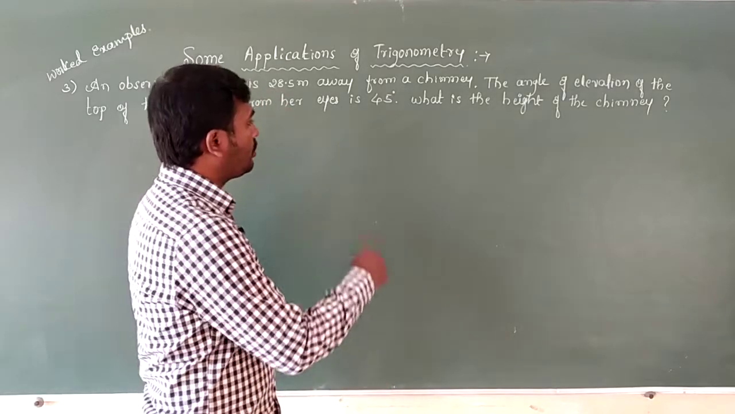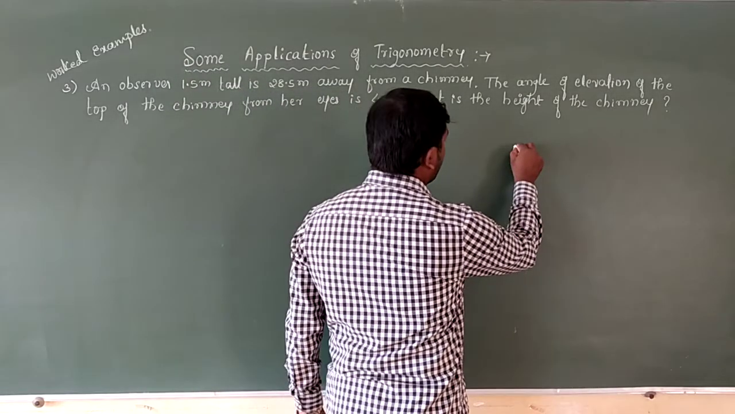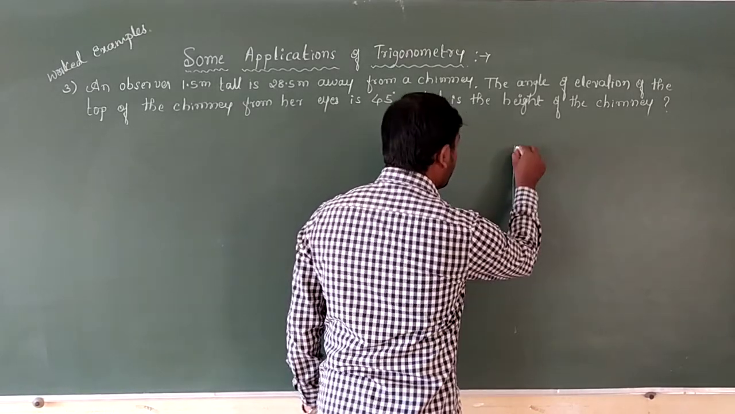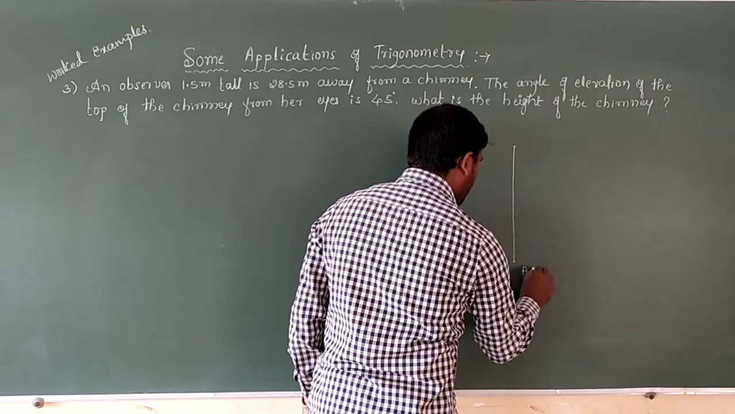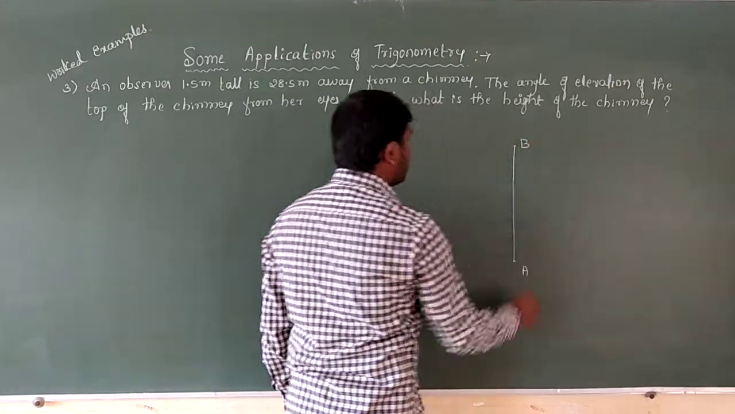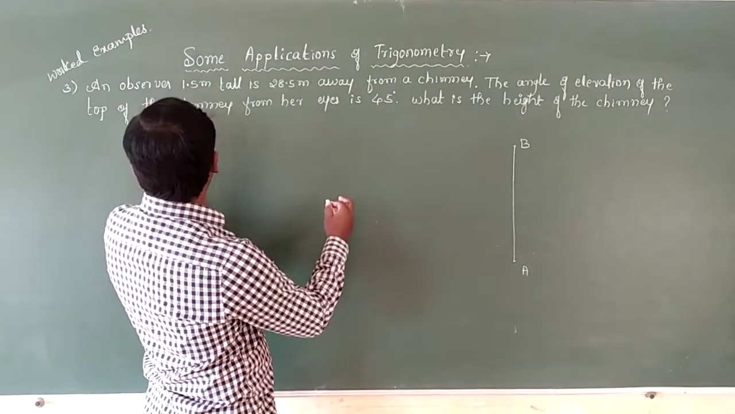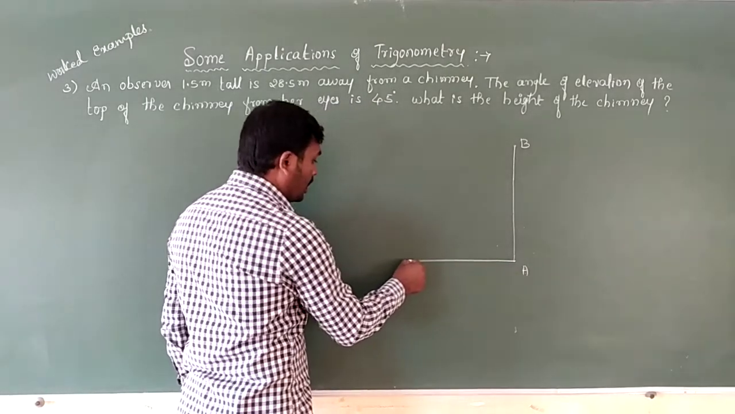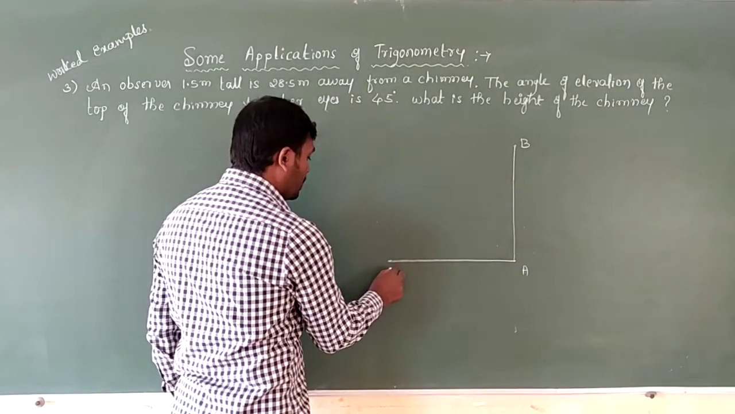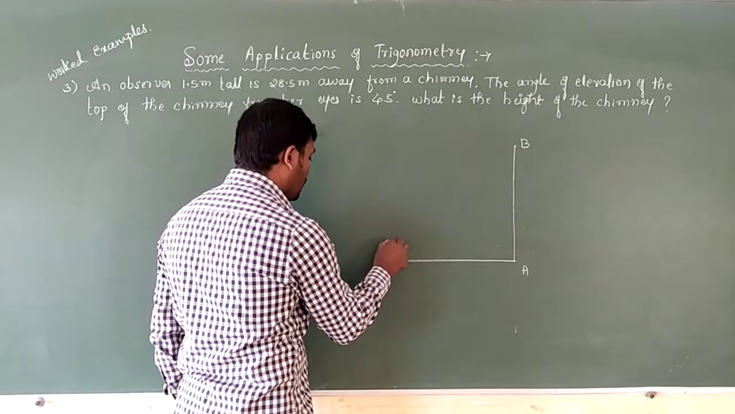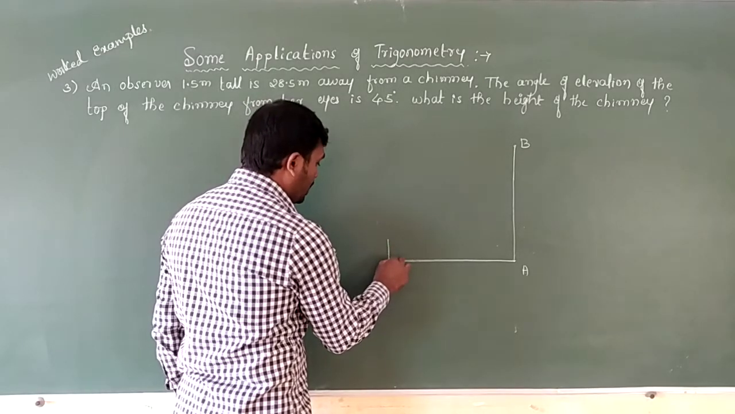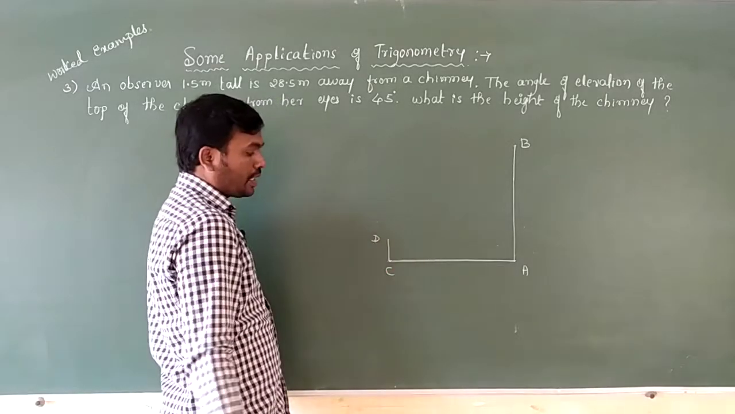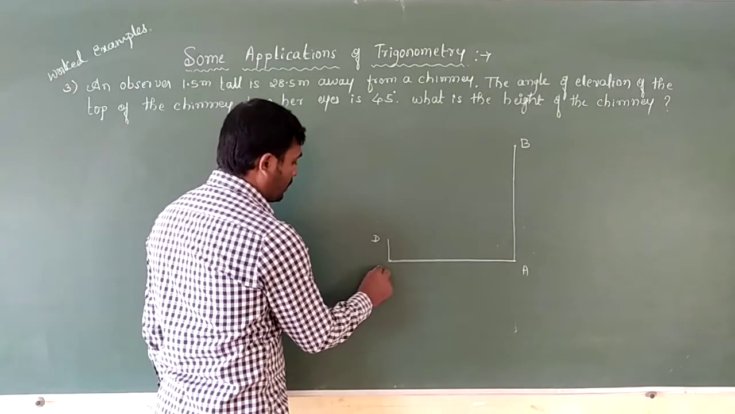Let us draw the diagram for this one first. Let us consider this is a chimney. AB is a chimney. An observer is 1.5 meter tall. Let us consider CD is an observer.